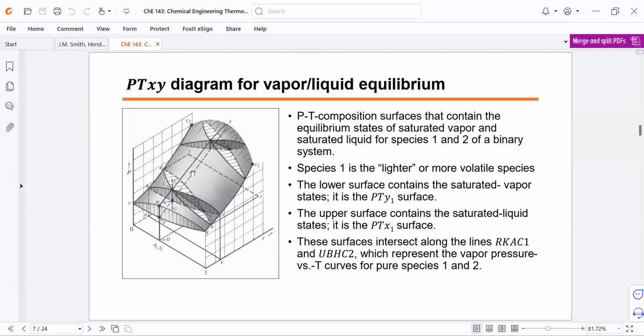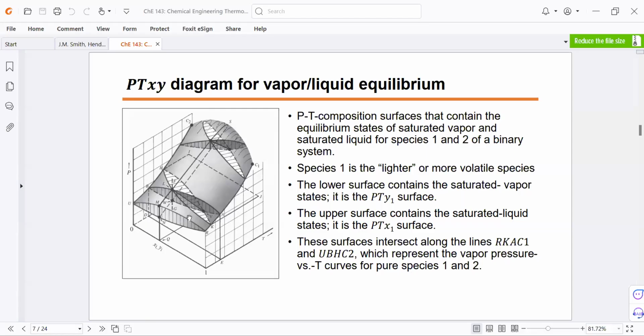How about the TXY diagram? Okay, how do we get the TXY diagram? It is derived by fixing a pressure. Okay, so let's investigate.